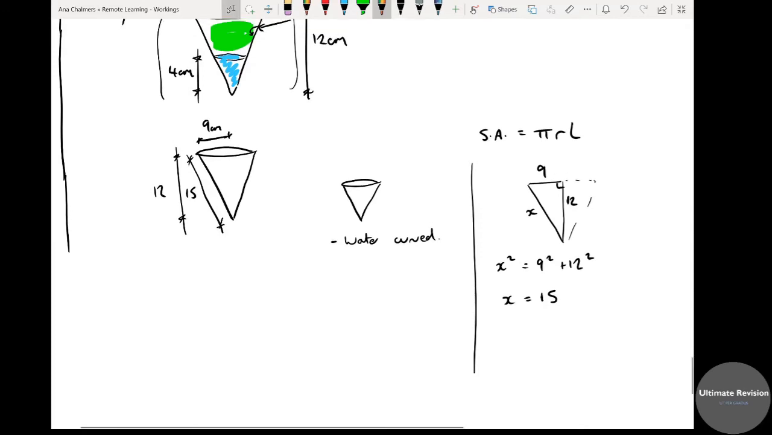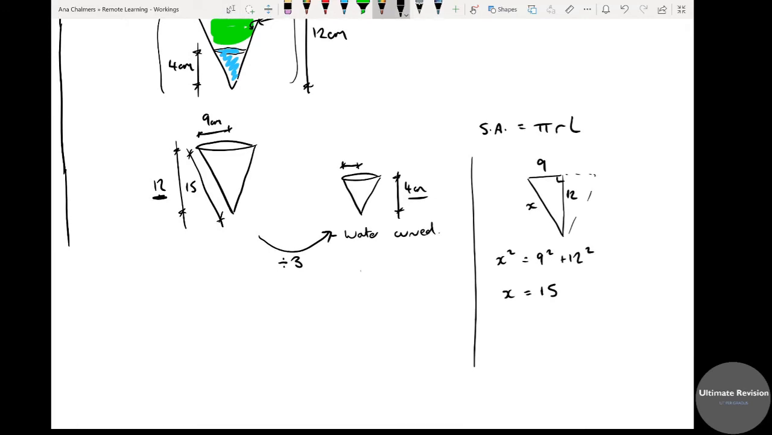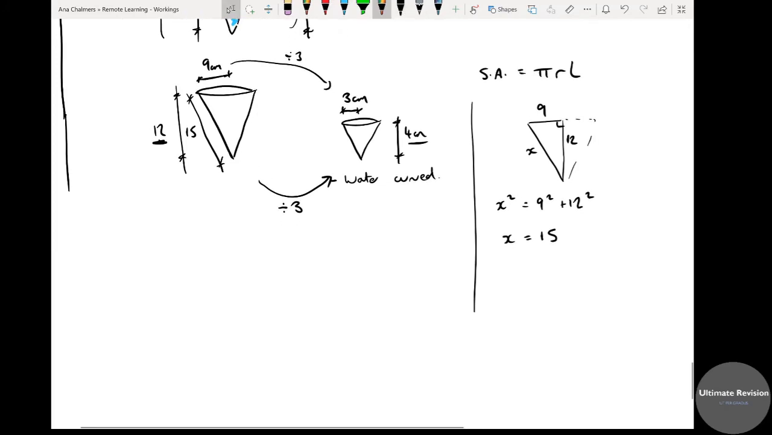Right, the small cone, well, that's 4 centimeters high. I don't even know the radius of the small cone, but I do know that it's similar triangles again. Quite often cone questions are similar triangles. And I know that from the big one to the small one, the height goes down by a factor of 3. So to get from one to the other, I just need to divide by 3. So I know the radius is going to be 9 divided by 3, which is 3 centimeters. Okay, this is the water, this one.